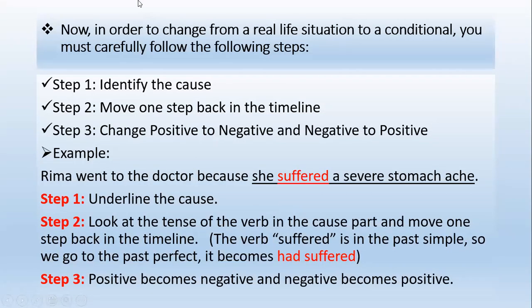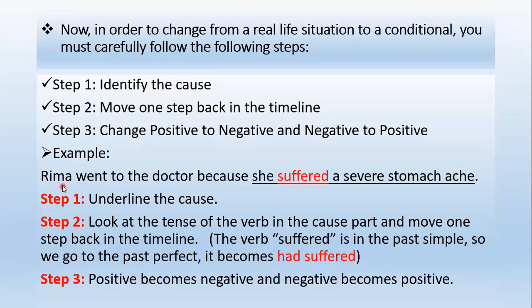Now, in order to change from a real life situation to a conditional, you must follow three major steps. All right? First step is to identify the cause, which we said is the part having the if, okay? Then step two, you have to move one step back in the timeline. As you see, the present changed to the past in the cause, and you have to change positive to negative. So if she likes, we say if she didn't like. And negative should be changed to positive.